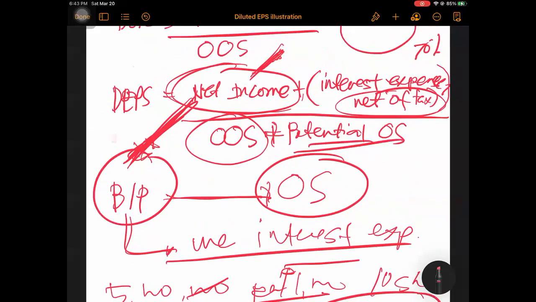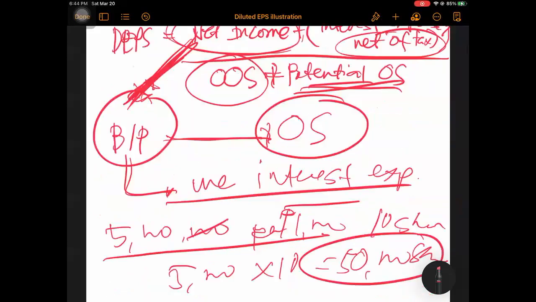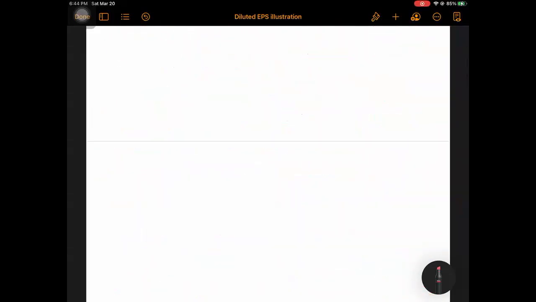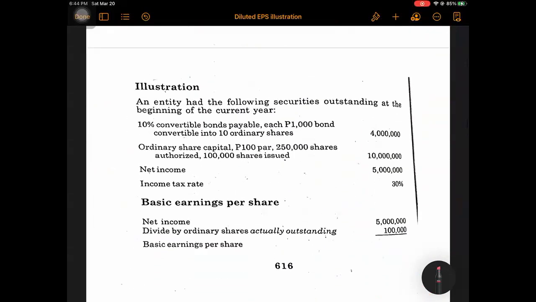But it depends on the scenario. Three cases can happen in the computation of your potential ordinary shares. So let's have the illustration as presented in the book. I am taking it from there since the book presents the three scenarios.